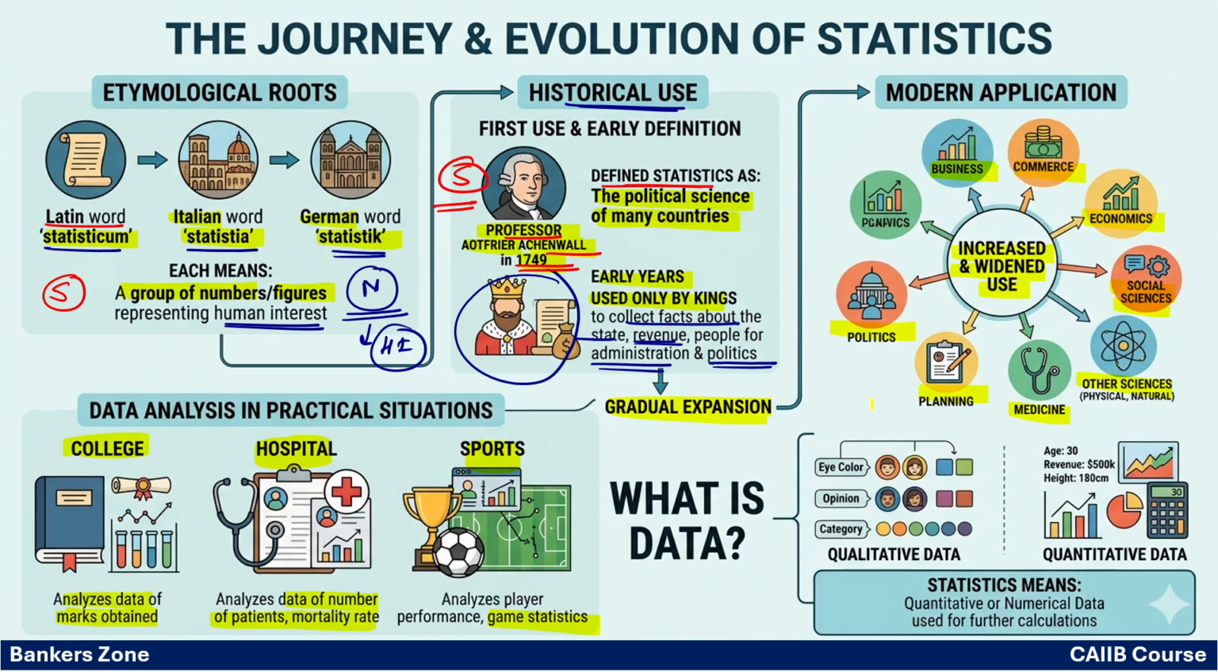What is statistics? Simply, statistics is nothing but numbers, right? So what do you mean by data? Simply, data can be of two types. One is qualitative data, another is quantitative data, right? So what is qualitative? Qualitative means which cannot be expressed in numbers.